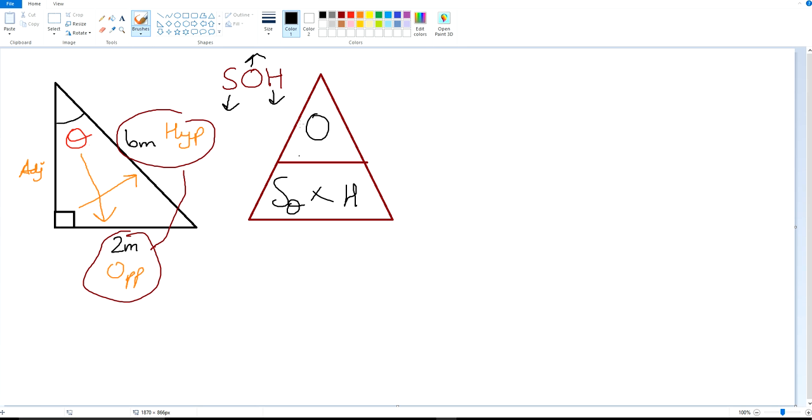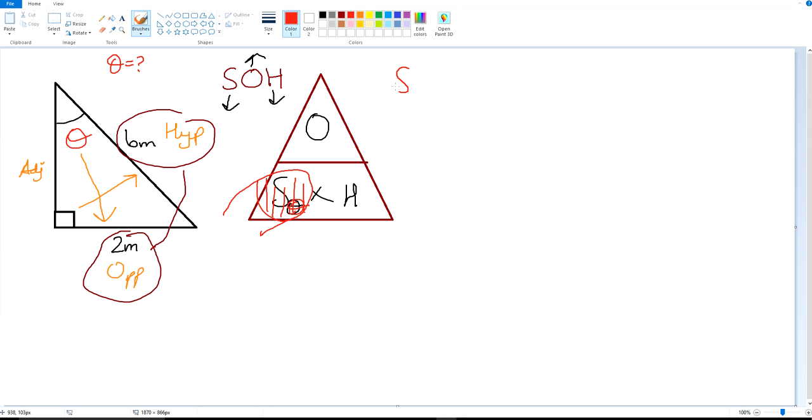Now the angle's over here. Just see if I can go over in red without messing you up. Okay, there's the angle. That's what we want to work out, the angle. So this question is all about working out the angle. So the question is O and H. Now, if I want to work out the angle, as I said in the previous video, we need to cover up the angle with our finger or our thumb.